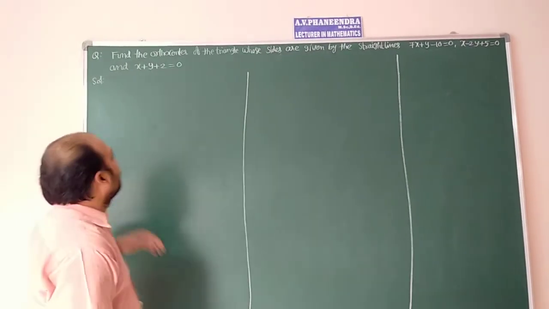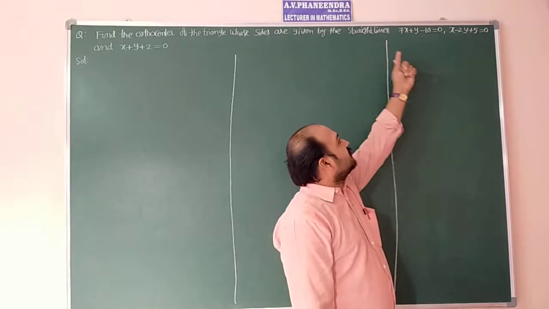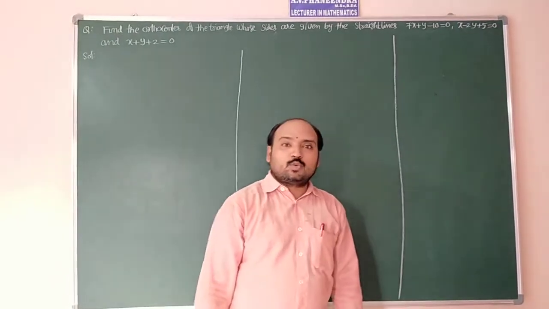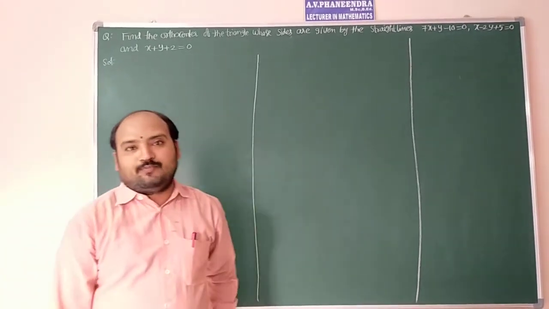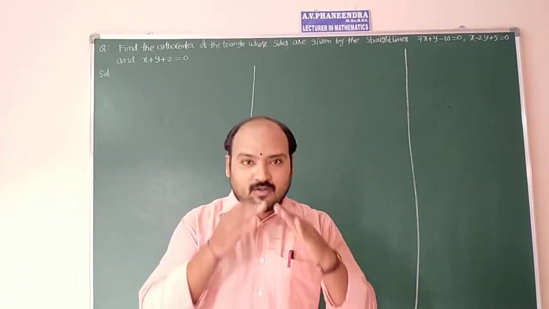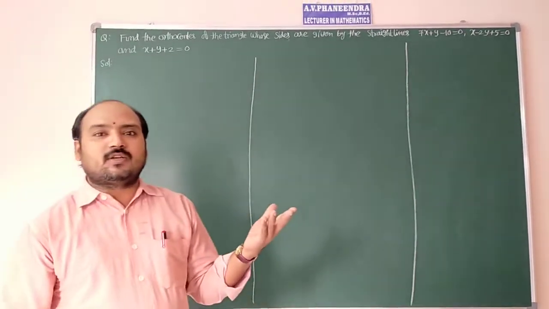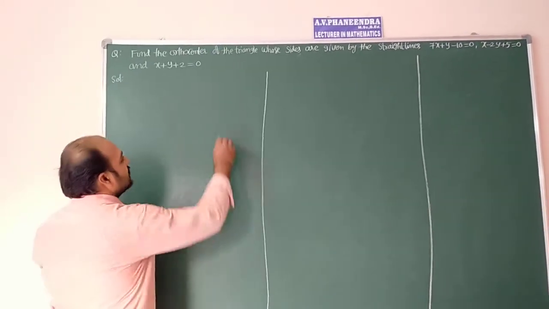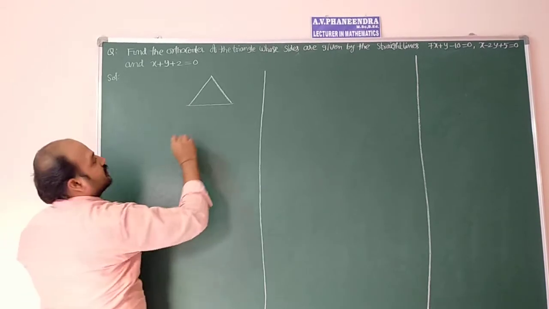Next question. Find the orthocenter of the triangle whose sides are given by the straight lines 7x minus y minus 10 equal to 0, x minus 2y plus 5 equal to 0, and x plus y plus 2 equal to 0. Previously we discussed when vertices of a triangle are given. Now I am going to discuss the problem where the sides of the triangle are given, to find the orthocenter.